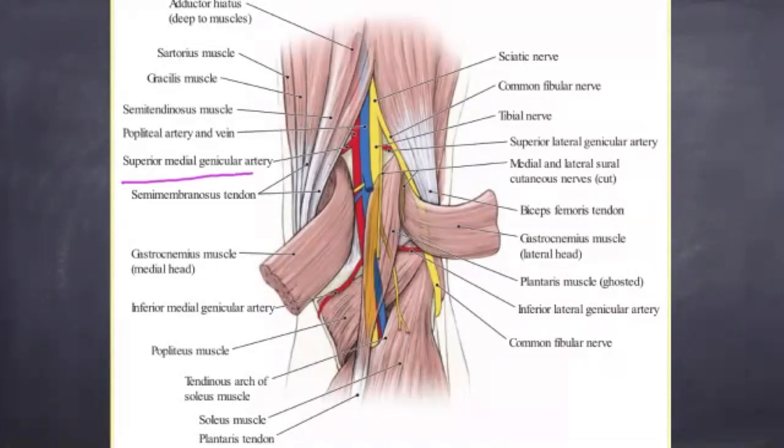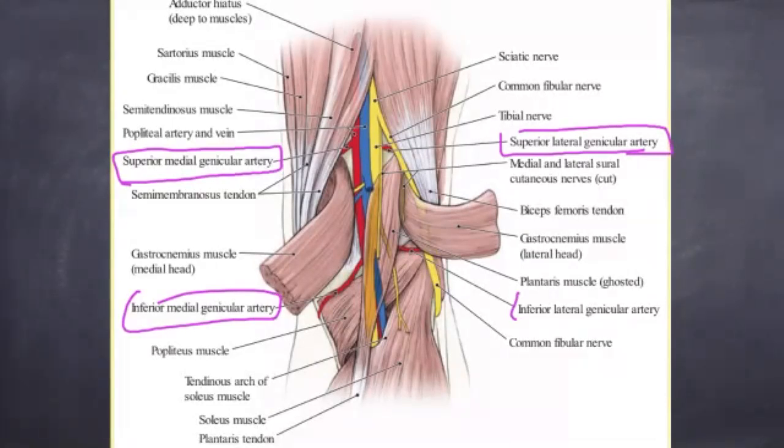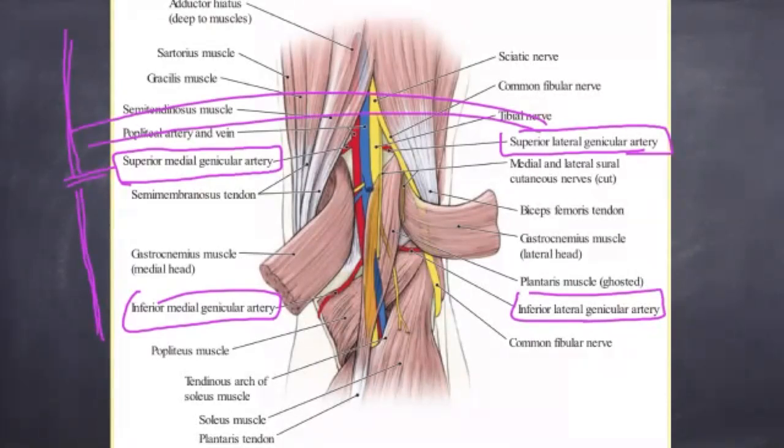You see, this is the superior medial genicular artery and this is the superior lateral genicular artery. So superior medial and superior lateral, this is the inferior medial and inferior lateral, we are going to discuss them. So these branches, okay, the superior medial genicular artery branches anastomose with the descending branch of the descending genicular artery of the femoral artery, and also the inferior medial genicular artery. This anastomoses with all these things, okay, 1 2 3.